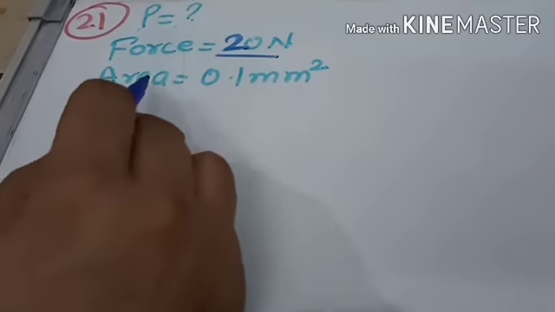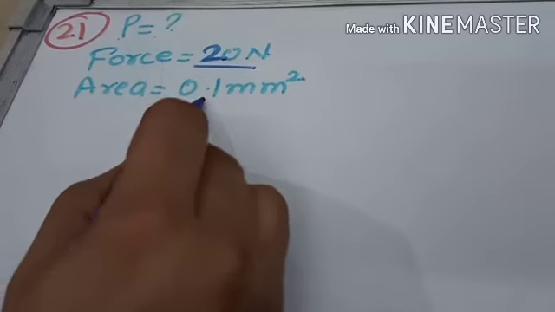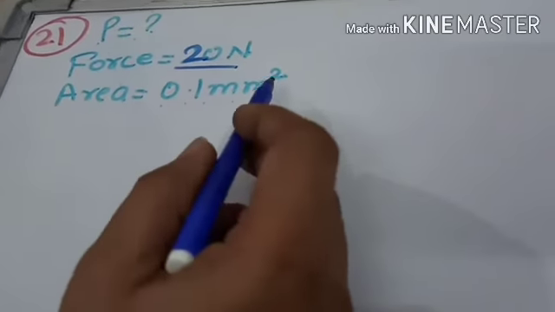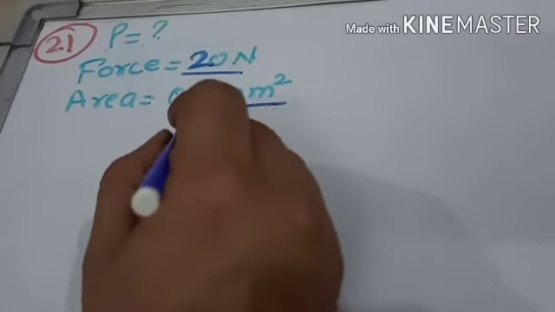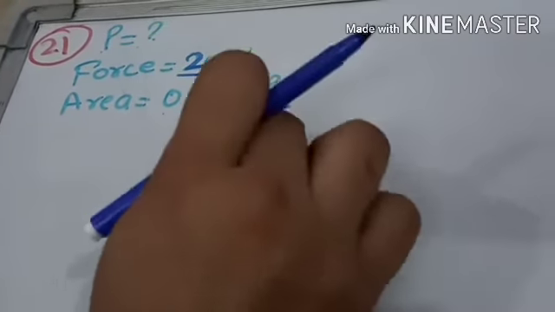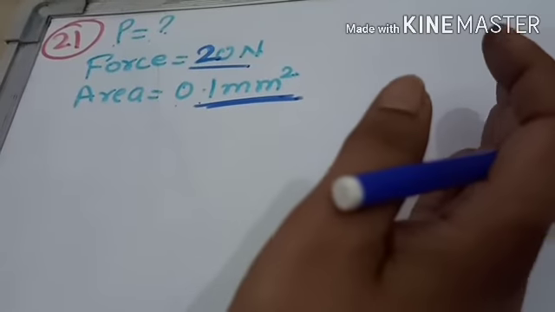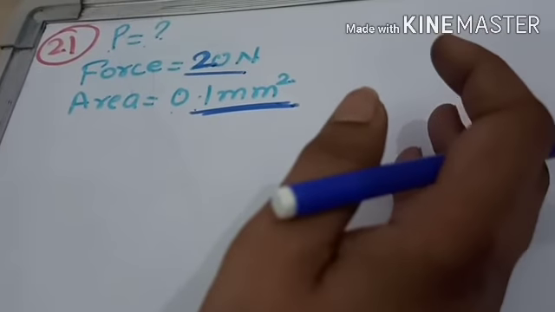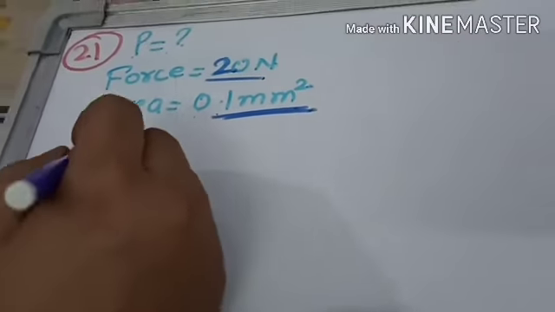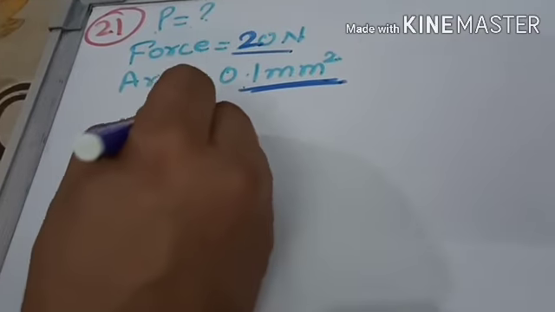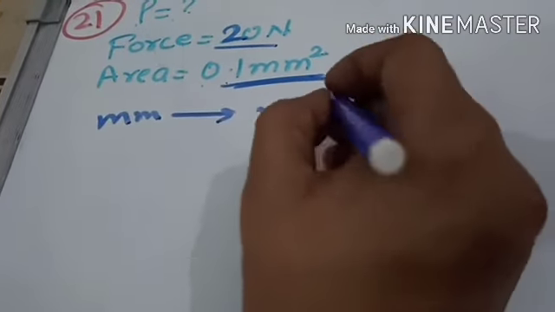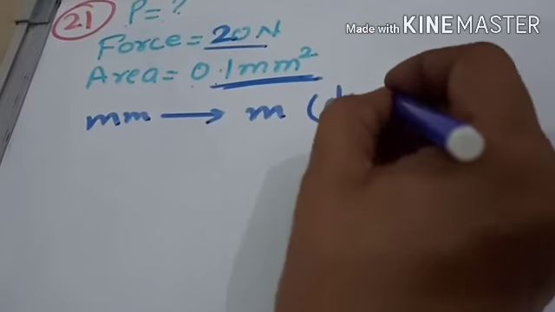Assuming the area of the point to be 0.1 mm square. Now first of all, this is given in millimeter square. We have to change it into the SI unit. So to change millimeter into meter, you have to divide by 1000.